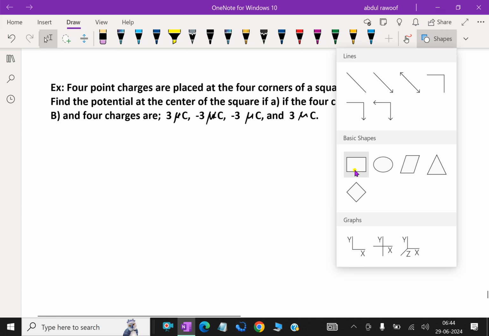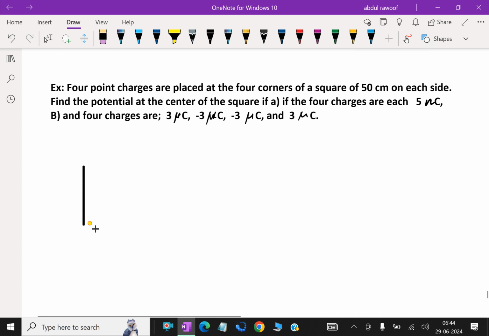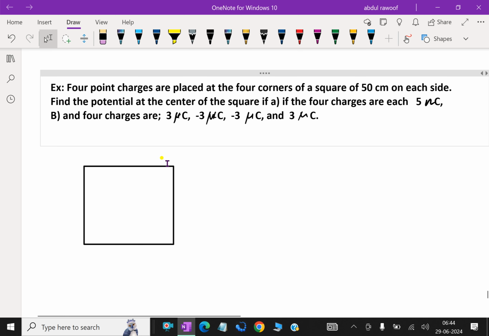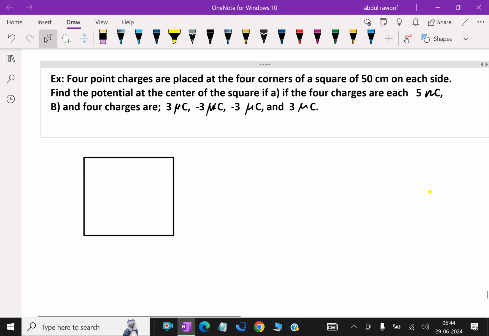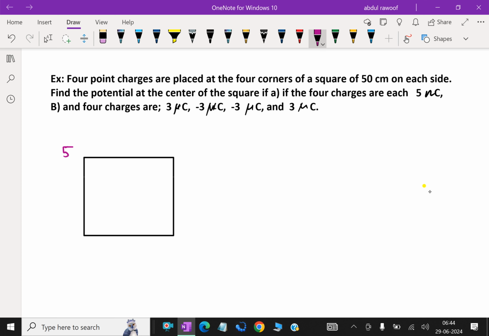We will draw one square with the four charges. Four point charges are placed, four positive 5 microcoulomb charges: 5 microcoulomb, 5 microcoulomb, 5 microcoulomb charges.